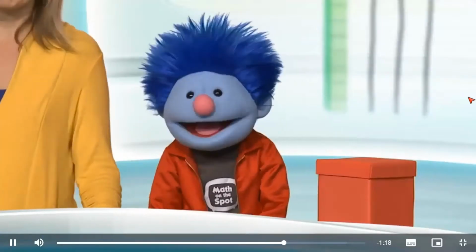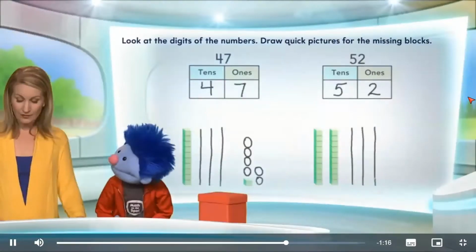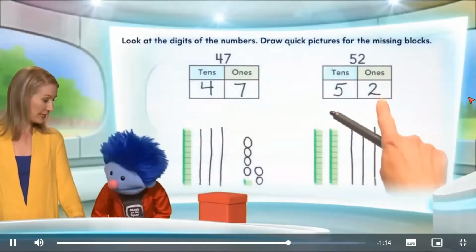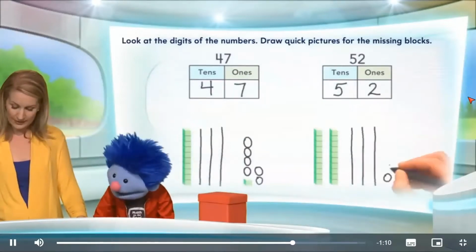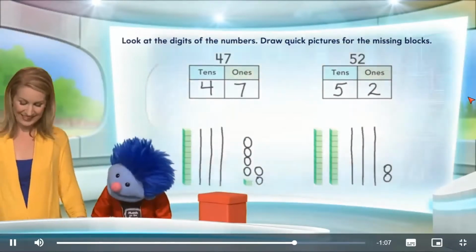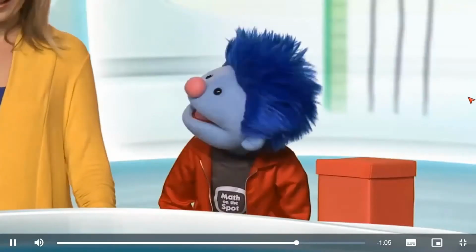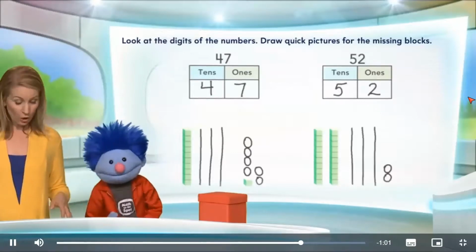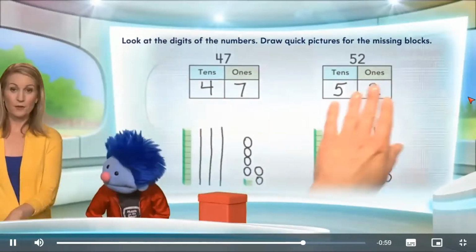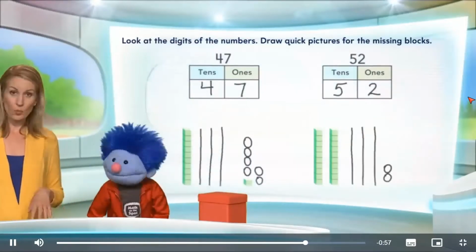3 more. That's right. Okay, good. So that's 5 tens, and now we need to show 2 ones. Yeah. So, one little circle, 2 little circles. Exactly right. Well done. Thank you. So, what did we do? We showed 47 and 52 using tens and ones.